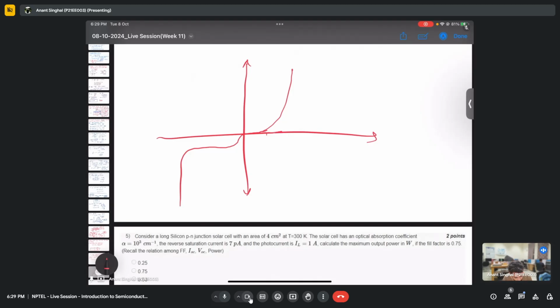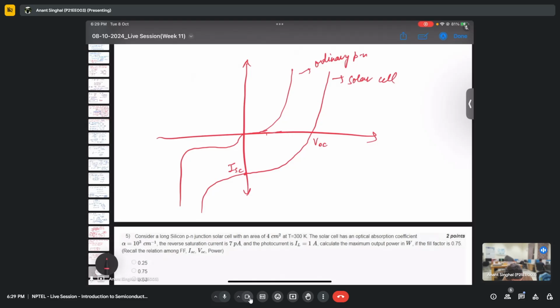So this is a normal PN junction, how it looks. And for a solar cell, what happens is we have something like this. So this is the short circuit current. This is the open circuit voltage. I'll discuss about it also later. So this is an ordinary PN junction, and this is a solar cell.